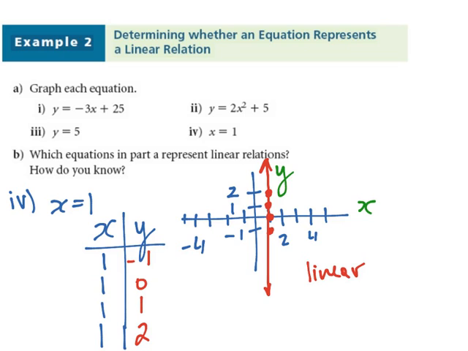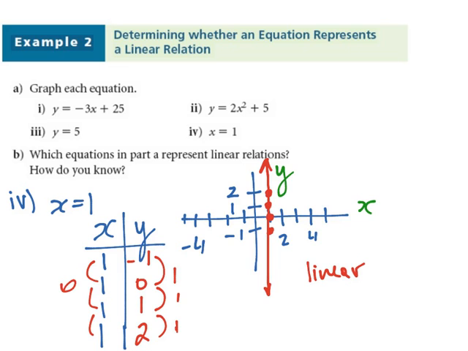And also if you look, the x values don't change. It's a constant 0 change. And the y values increase by 1. So it is constant in this case. And that's why it's a linear relation.